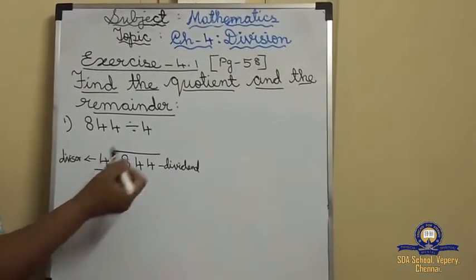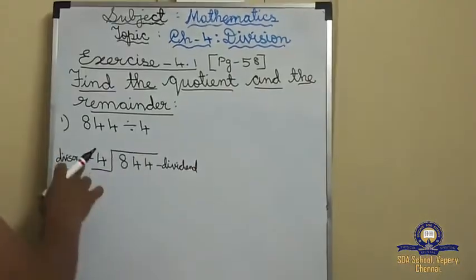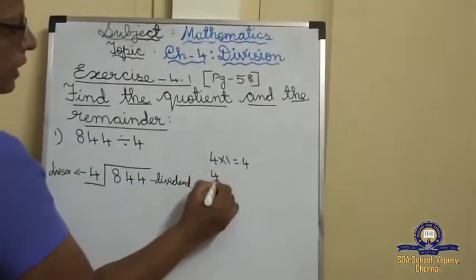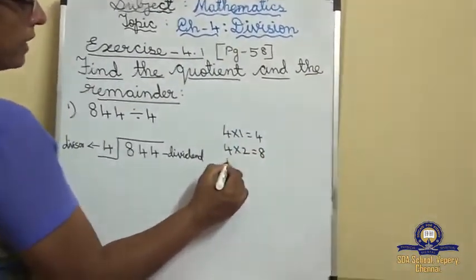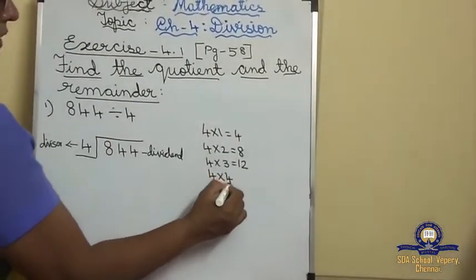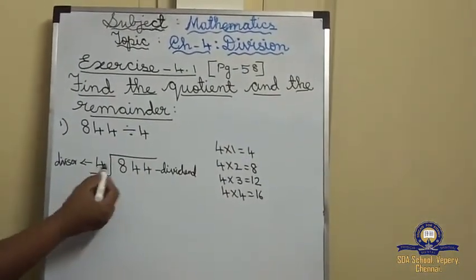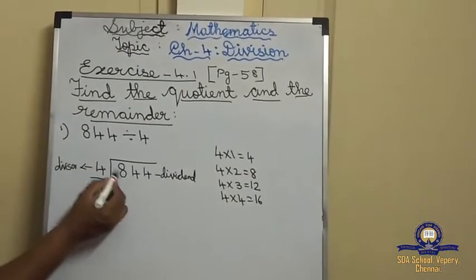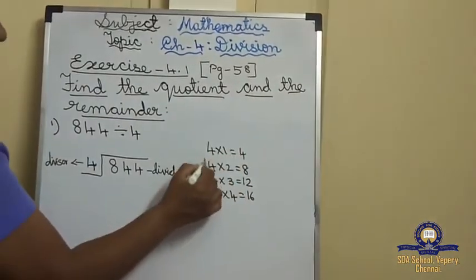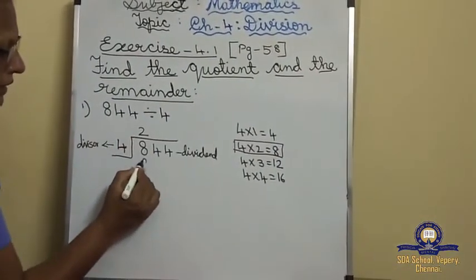Yes. See, if you want, you can draw a line in the rough column on the side and write. So what you can write? 4 1s are 4, 4 2s are 8, 4 3s are 12, 4 4s are 16. Okay children? In 4, first this is a smaller number than 8. So 8 goes in 4 tables. What? 4 2s are 8. So we have to put 2 here and 8 we have to put here.